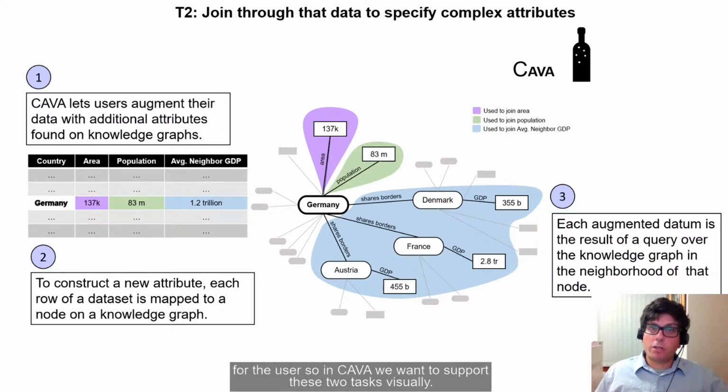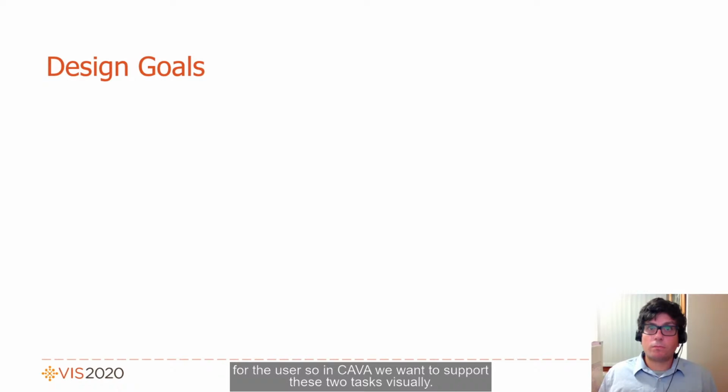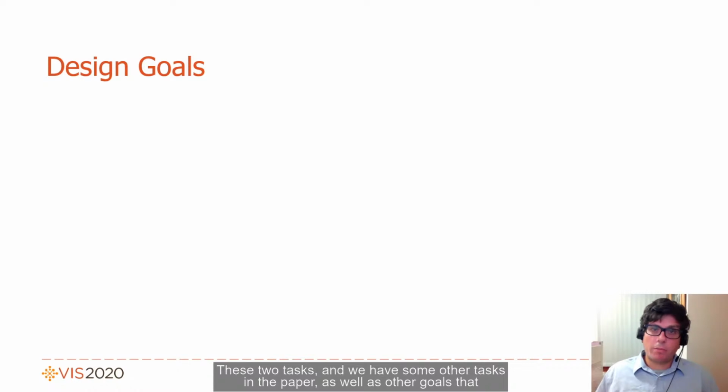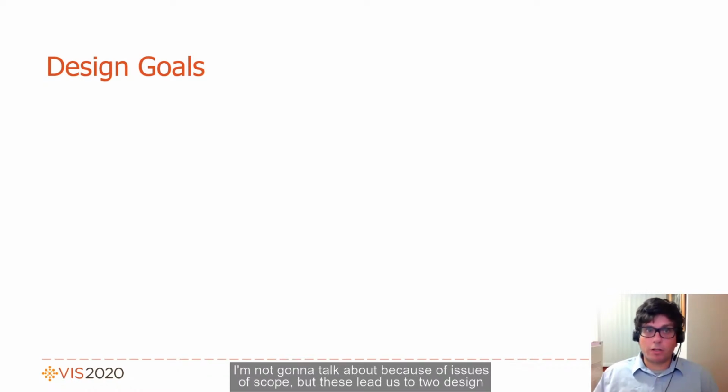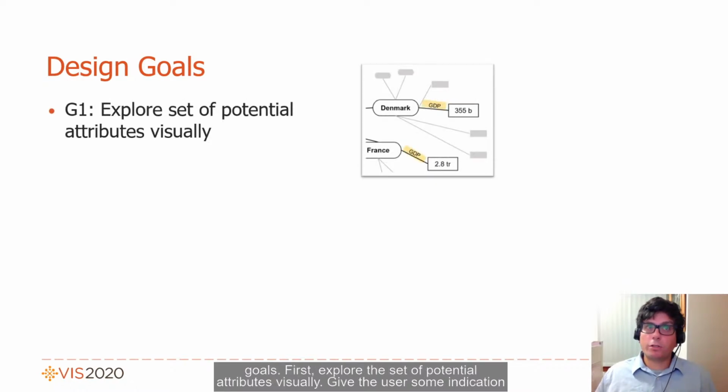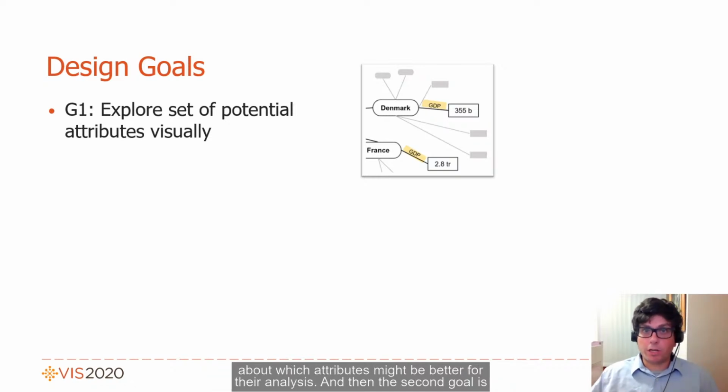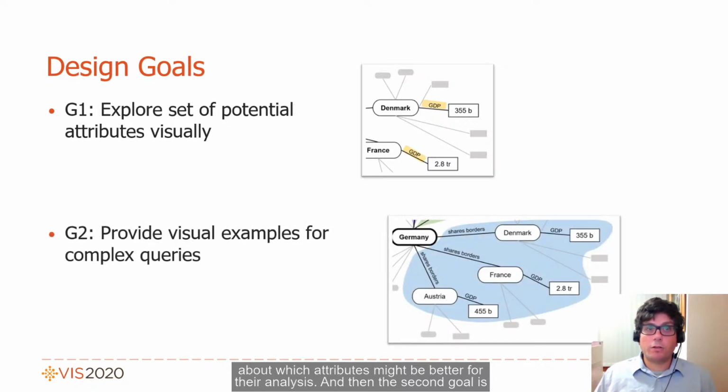So in Cava, we want to support these two tasks visually. We have some other tasks in the paper as well as some other goals that I'm not going to talk about now for issues of scope, but these lead us to two design goals. So first, explore the set of potential attributes visually, give the user some indication about which attributes might be better for their analysis. And then the second goal is to provide visual examples for complex queries so that it's easy for them to understand the query they're building.